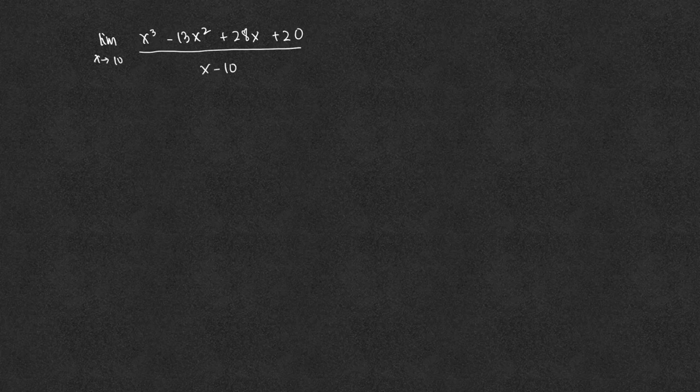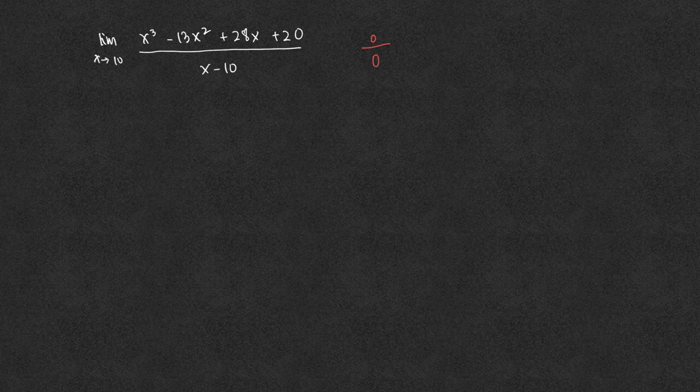Evaluate the limit of x cubed minus 13x squared plus 28x plus 20, the entire quantity, over x minus 10, as x goes to 10. This expression is not defined at x equals 10, so we cannot simply plug 10 into the expression to evaluate the limit. However, if we plug in 10, we notice that the numerator is 0 and the denominator is 0.